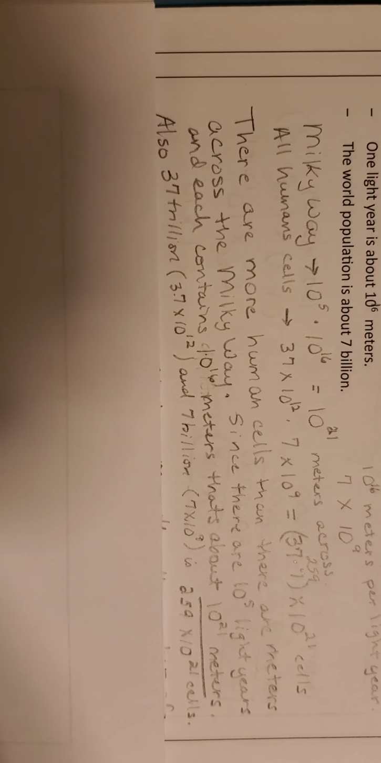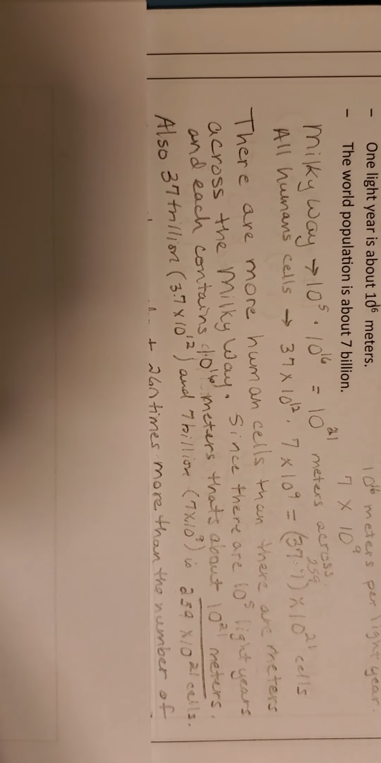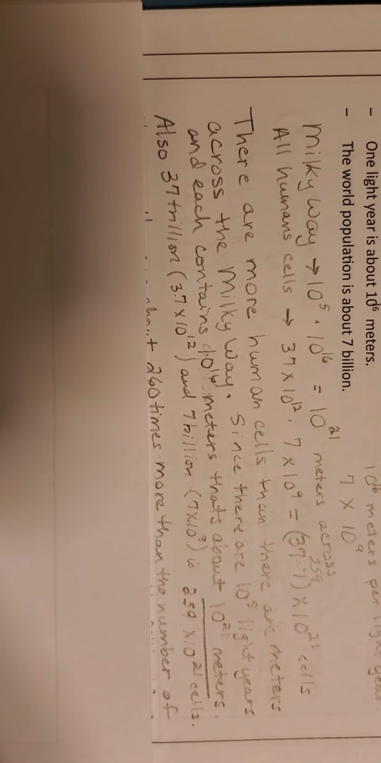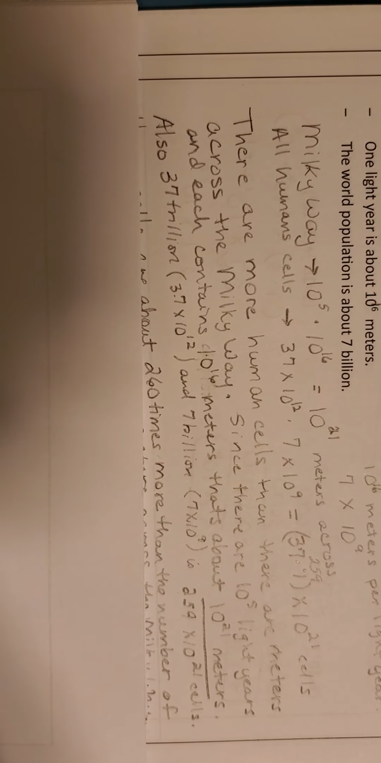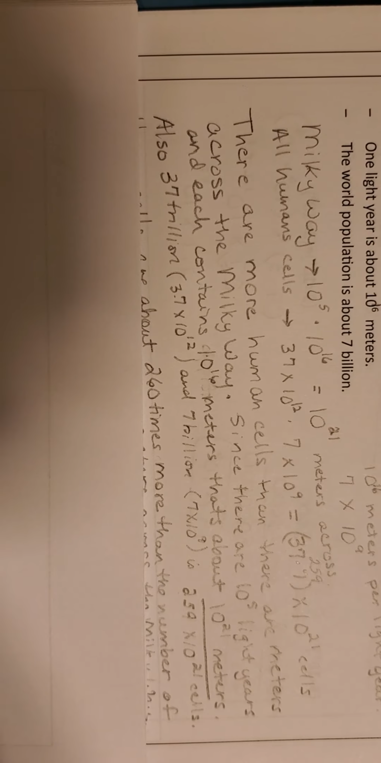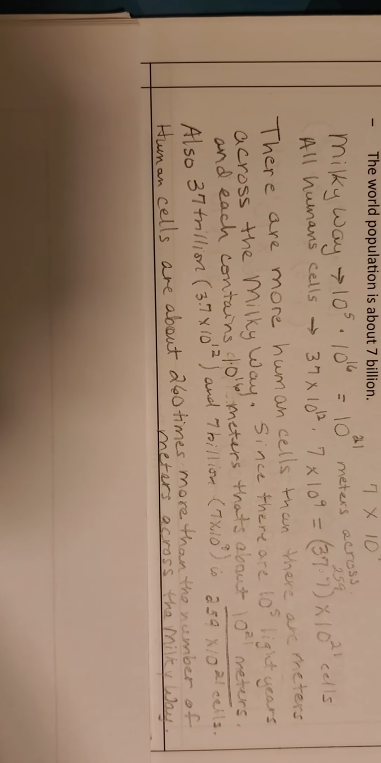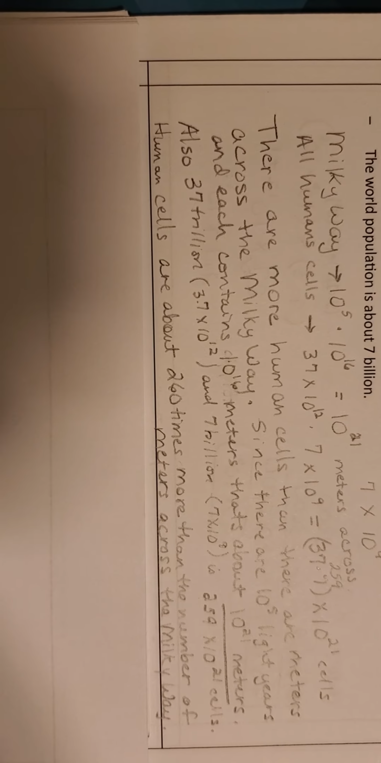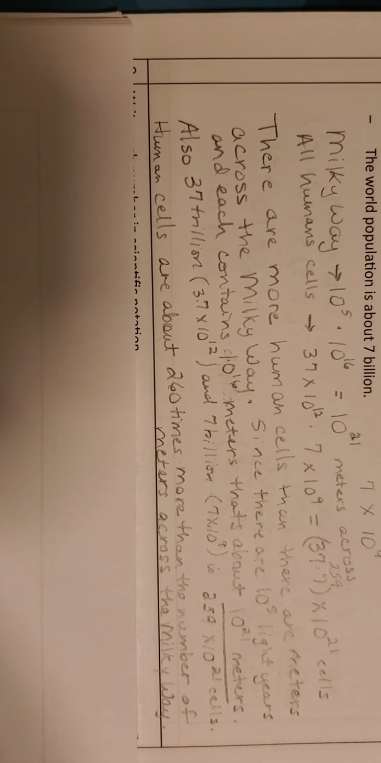Since there are 10 to the 5th light years and each contains 10 to the 16th meters, that's about 10 to the 21st power meters, and each human contains 37 trillion cells, and there are 7 billion humans, so that is 259 times 10 to the 21st cells, or the human cells are about 260 times more than the number of meters across the Milky Way.